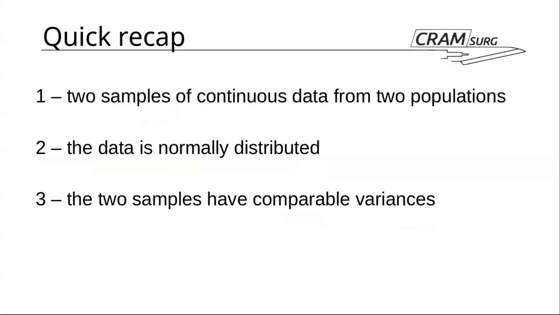So a quick recap before we go into a practical example. To use this test to determine whether two populations are different, we have to have two samples of continuous data from such populations. The data has to be normally distributed, and the two samples have to have comparable variances.